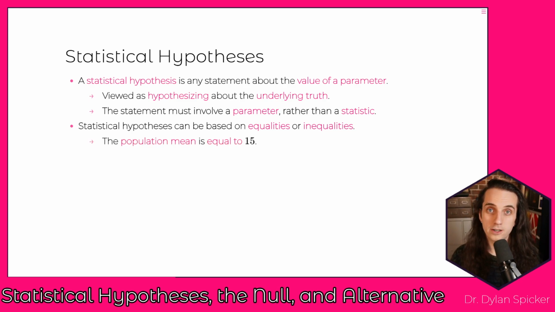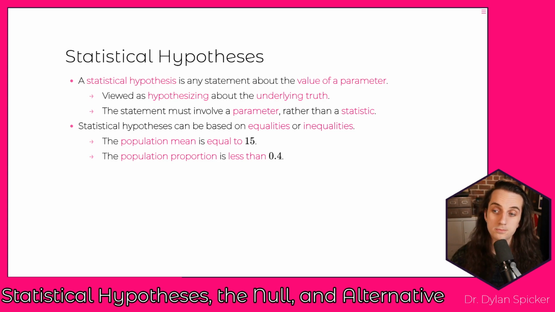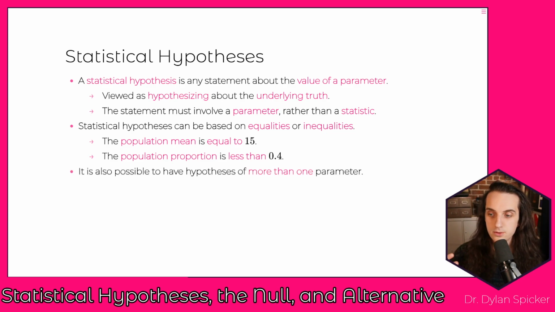Okay? So, for instance, we might say the population mean is equal to 15. This is a hypothesis because it deals with a population parameter, in this case the mean, and we're saying it's equal to some specific value, in this case 15. The population proportion is less than 0.4. Again, this is a hypothesis. It deals with an inequality here, right? The proportion is the parameter that we're interested in, and we're comparing this through the less than operator to the value of 0.4.